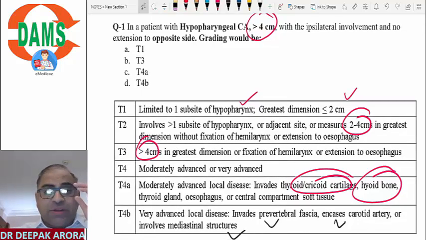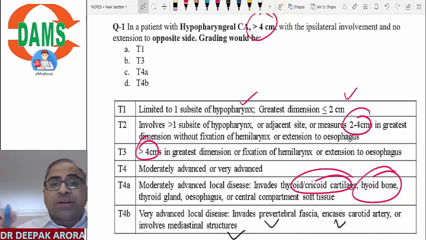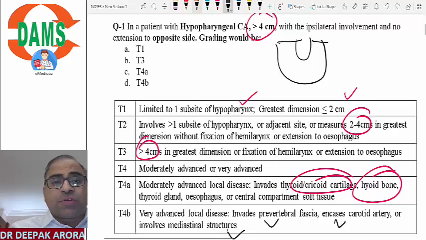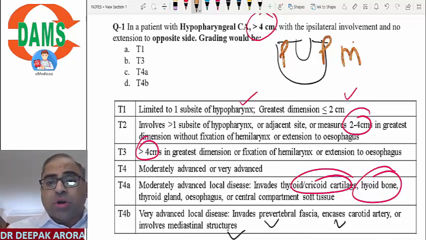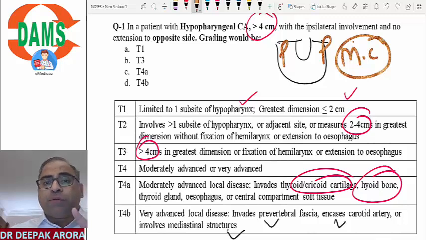So again, if it is less than 2 centimeter, it is T1. 2 to 4 is T2. More than 4, this is hypopharynx carcinoma. What is the hypopharynx? It is covering your larynx from both sides, which is divided into right pyriform and left pyriform fossa. And I'm expecting one MCQ: the pyriform fossa is the most common site for hypopharynx malignancy. First point, most common site for hypopharynx malignancy.